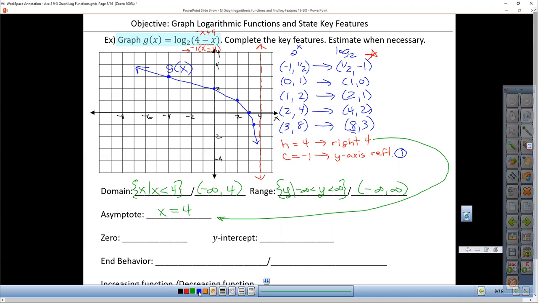Now I'm looking at my 0. So this time again, everybody should get the same value for the 0 because we have a nice 0 right there at positive 3. And this time everybody should get the same value for the y-intercept because that's one of our key points also. So that would be (0, 2).